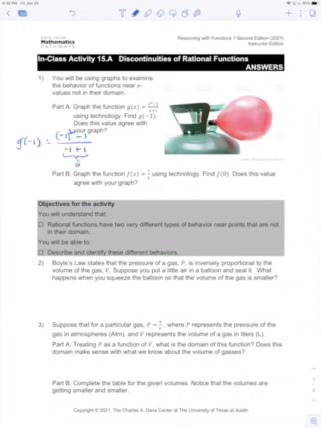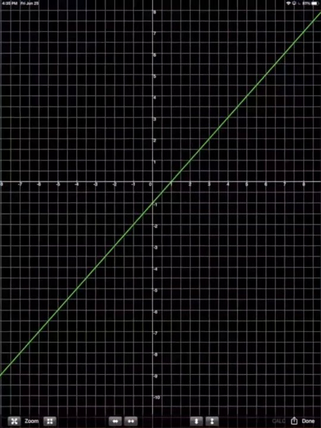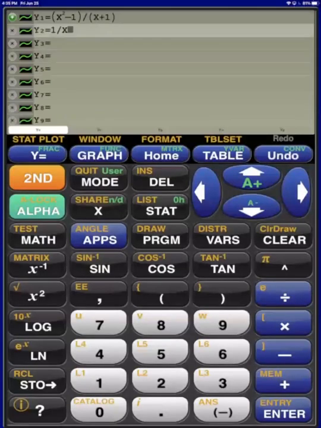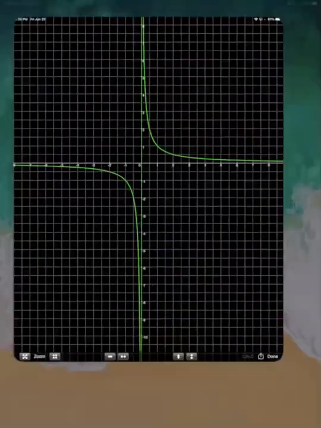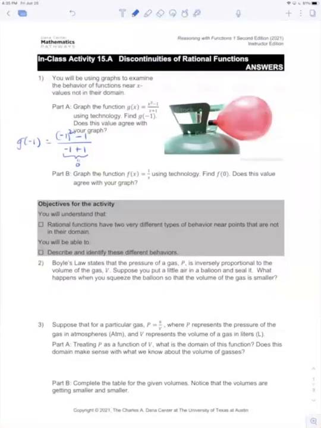So for part B, it says graph the function f of x equals 1 over x using technology. So let's do the same thing here. And I'm going to go out of that, go back to y equals, switch graphs, and graph that. And there we go. That's what that graph looks like. Back in here. And let's see. We have f of 0 is equal to 1 over 0. And again, that denominator is the problem there. Can't divide by 0.